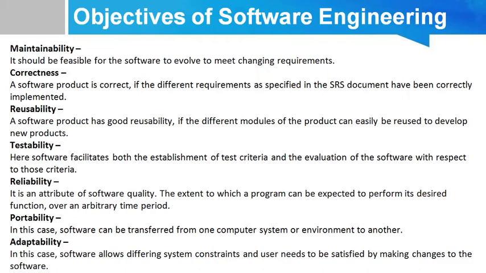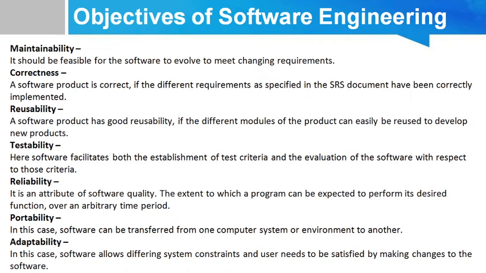Reusability means if the different modules of the product can be easily used to develop the new products also. Testability, here software facility, both the establishment of the test criteria and the evaluation of the software with respect to the different criteria, we can maintain this. Next is reliability. This is an attribute of the software quality, and with the help of this attribute we can maintain the quality of the software.